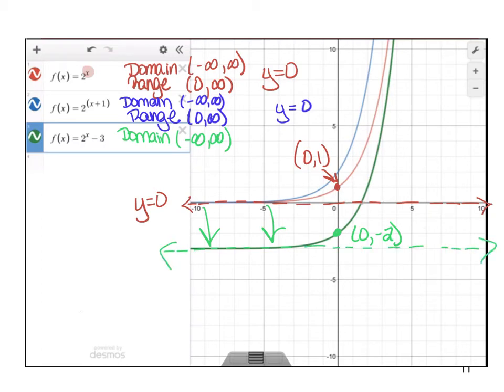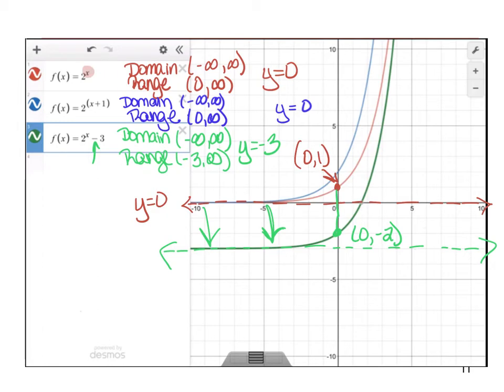Now, we're supposed to move this down 3 spots, and that's what we did with our point 0, 1. It moved down 1, 2, 3 spots, and our asymptote moved down 3 spots. So my range also moved down 3 spots. So my range for this is going to be negative 3 to infinity. And my horizontal asymptote is now y equals negative 3.